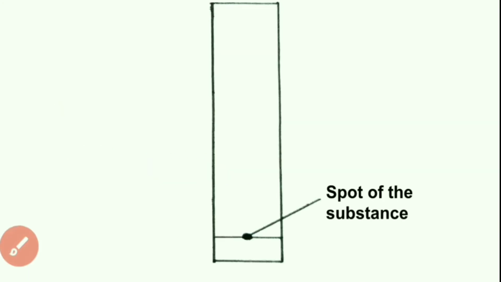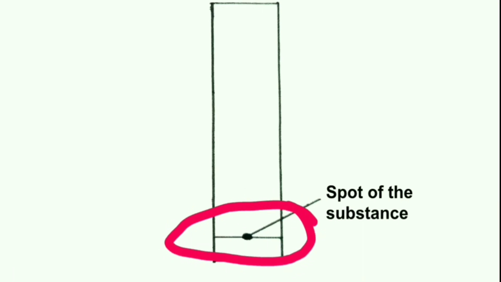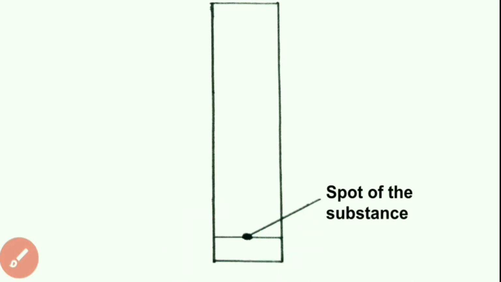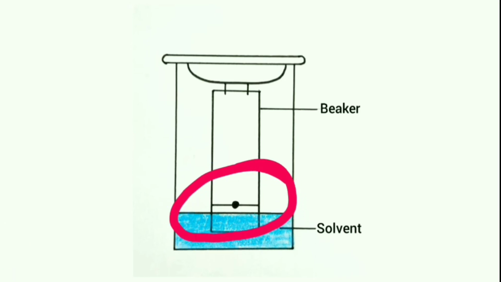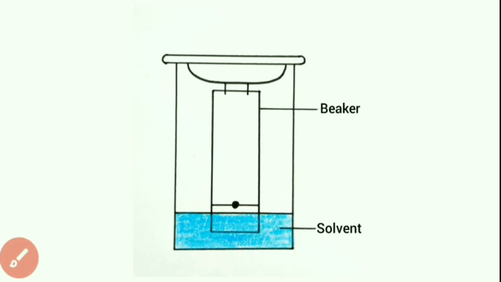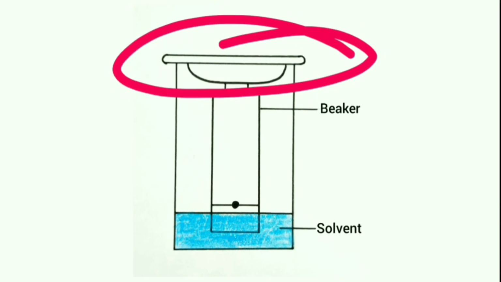Now we take a strip of paper, filter paper or Whatman filter paper, and we draw a line just above the edge. And over that line we put a drop of the mixture, and then we let it dry for some time. Then we place this strip of paper in a solvent in which this mixture is soluble, and we put it in such a manner that the drop of substance is slightly above the solvent level, and then we close the beaker from the top. We cover it with a lid.